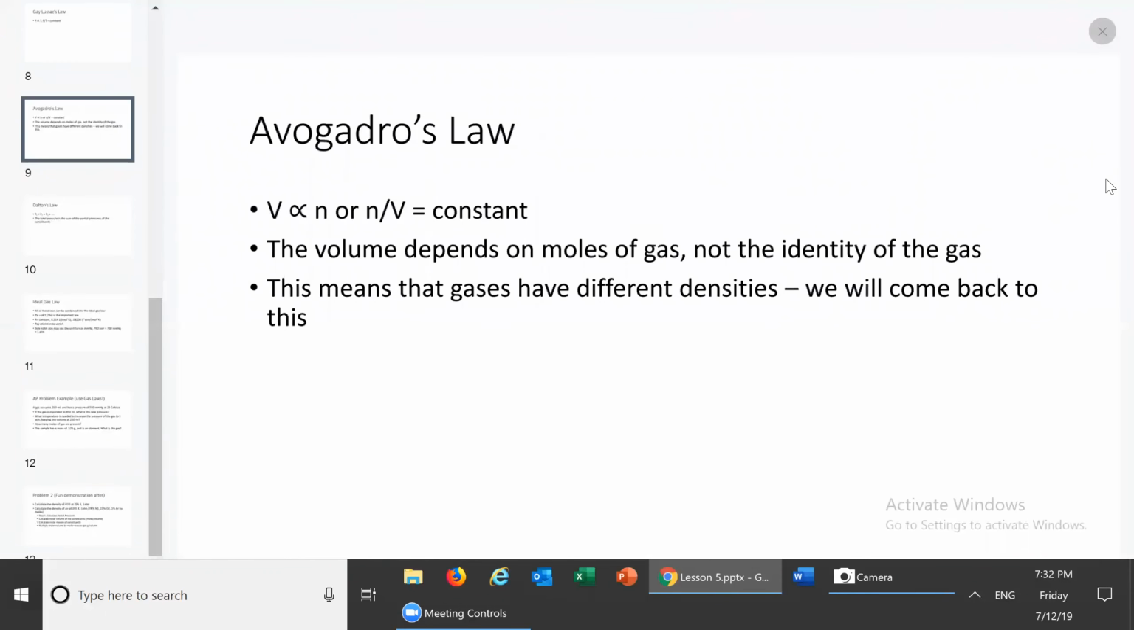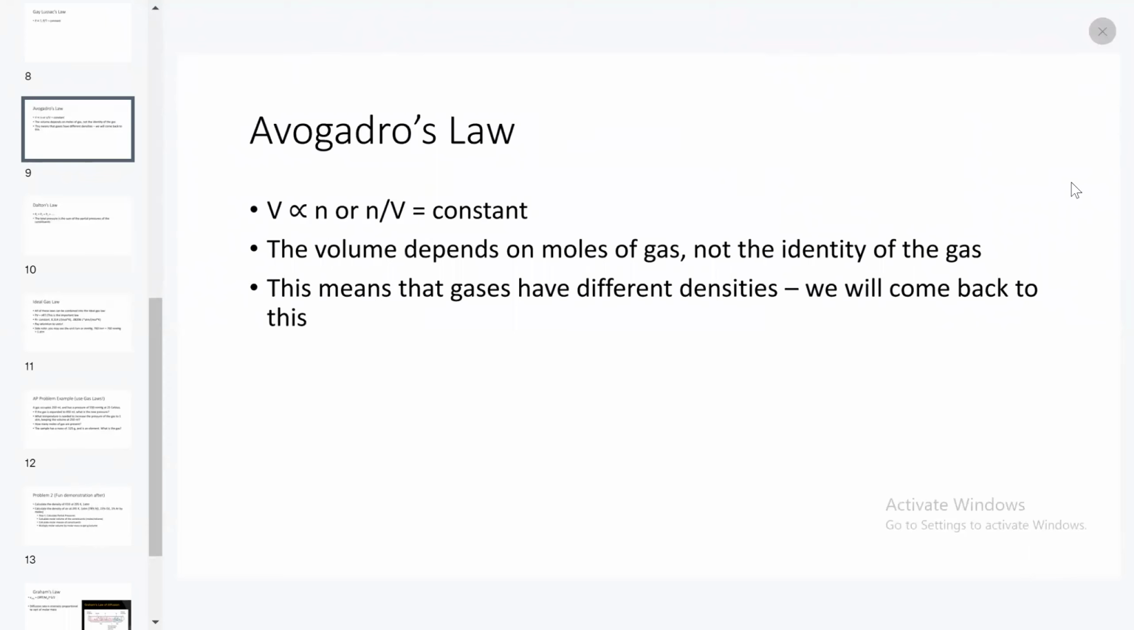Okay, now here's an important one. This is Avogadro's law. This is the idea that volume is directly proportional to the number of moles, okay?